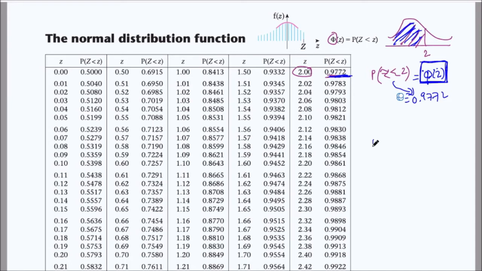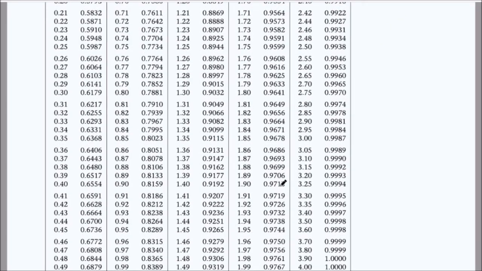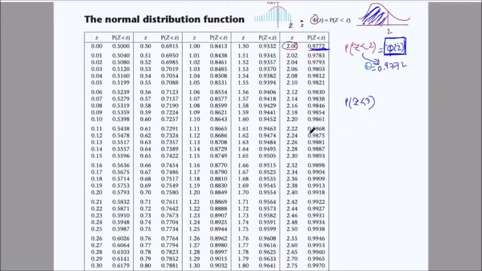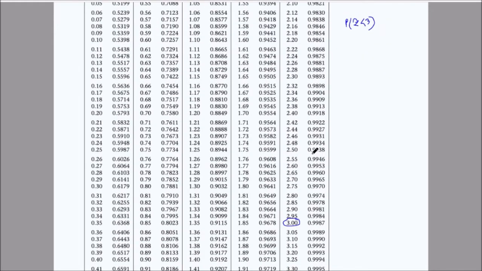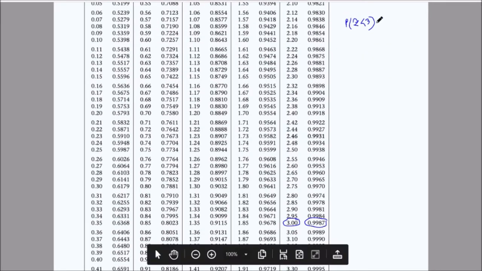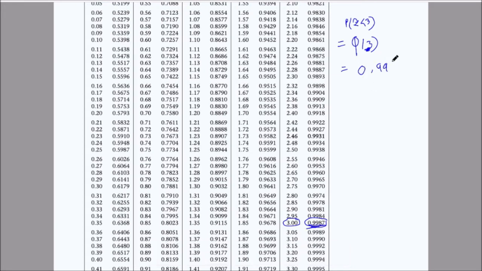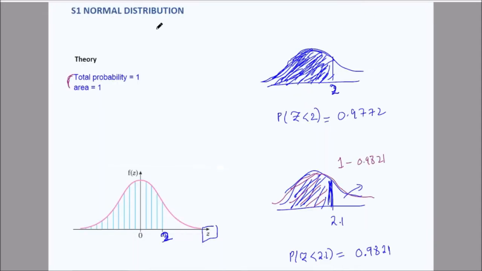So if I need z less than 3, it means I will just search the value for 3, z equals 3. As you can see, this is the column for z, right? The first column is for z, and then the second one is for the probability. So z less than 3 is this one, but I can write it as phi of 3. And then phi of 3 means z is 3. What is the probability? Probability is 0.9987. Okay, so basically we can get different values of probability from this table.